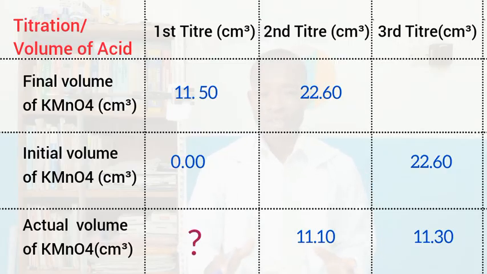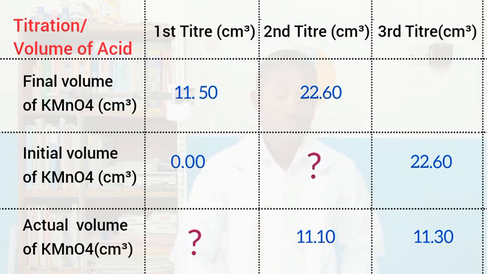Then for the second titration, you will observe that the final volume of potassium manganate 7 used was 22.60. Now, I decided not to give you the initial volume of potassium manganate 7 that was used in the second titration. Then, the actual volume of potassium manganate 7 used during the second titration was 11.10, as you can see displaying on the screen. So what are you expected to do? Get the value that should fill the gap for the initial volume of potassium manganate 7 used during the second titration.